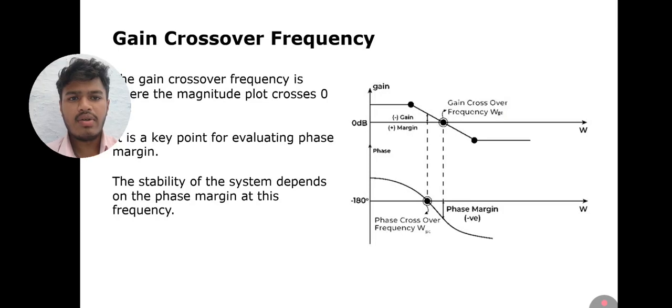Gain crossover frequency. The gain crossover frequency is where the magnitude plot crosses zero dB. It is a key point for evaluating phase margin. The stability of the system depends on the phase margin at this frequency.